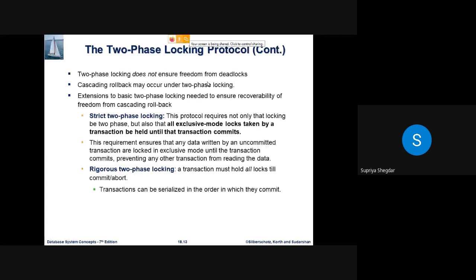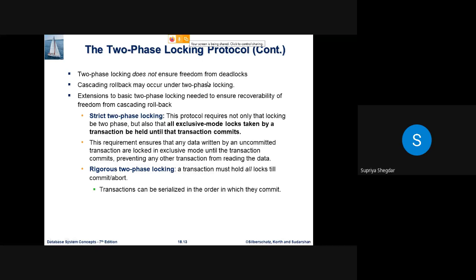Cascading rollback means that if a number of transactions depend on a single transaction, and that single transaction is aborted, then we have to roll back the whole series of transactions. That is nothing but the cascading rollback. So this cascading rollback may occur in the two-phase locking protocol.